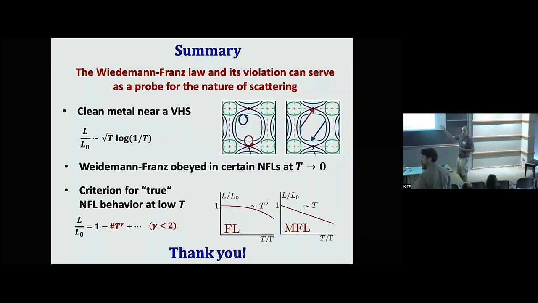Where does pi squared over 3 come from? It's a Fermi function. It's a property of independent electrons. So that's why, for me, it was somewhat surprising that you actually don't need well-defined quasi-particles.